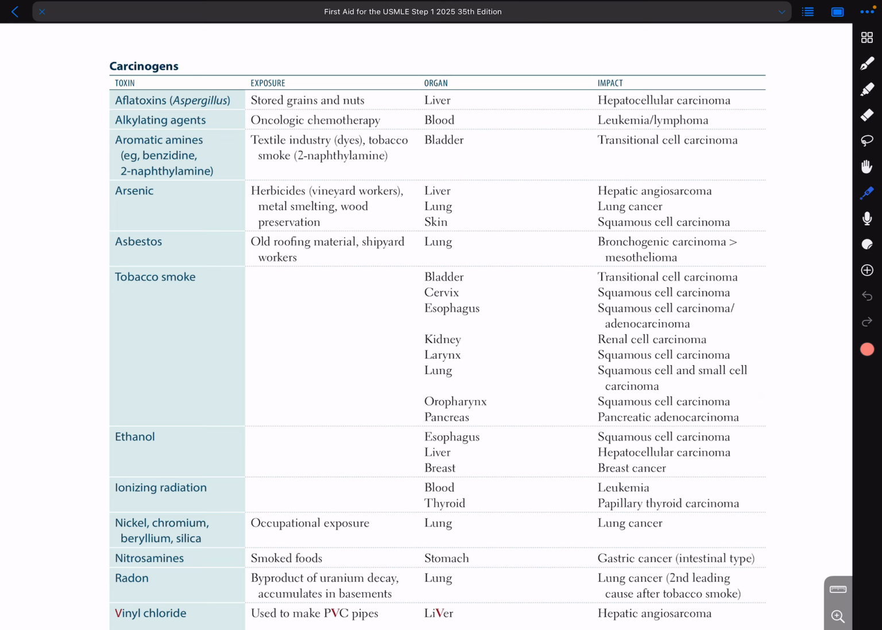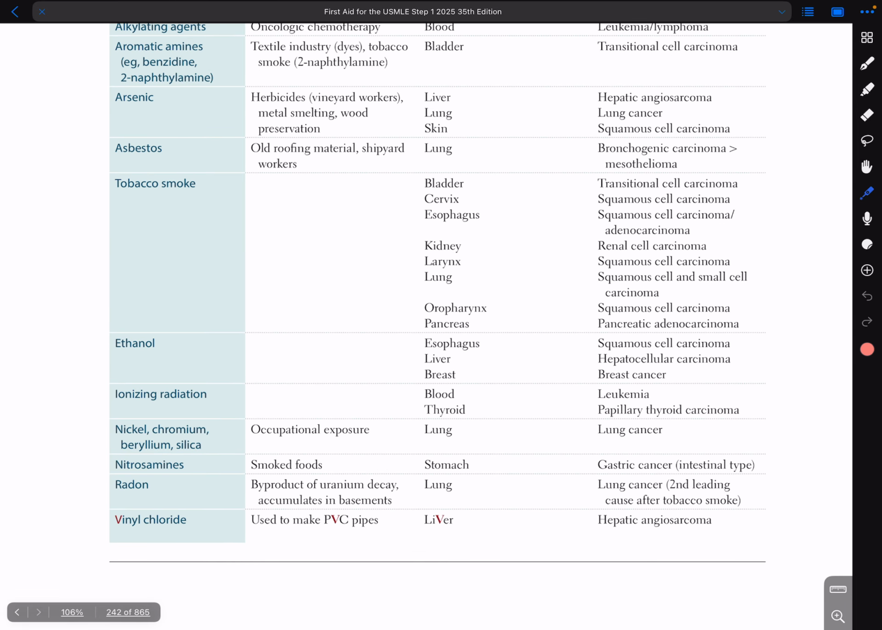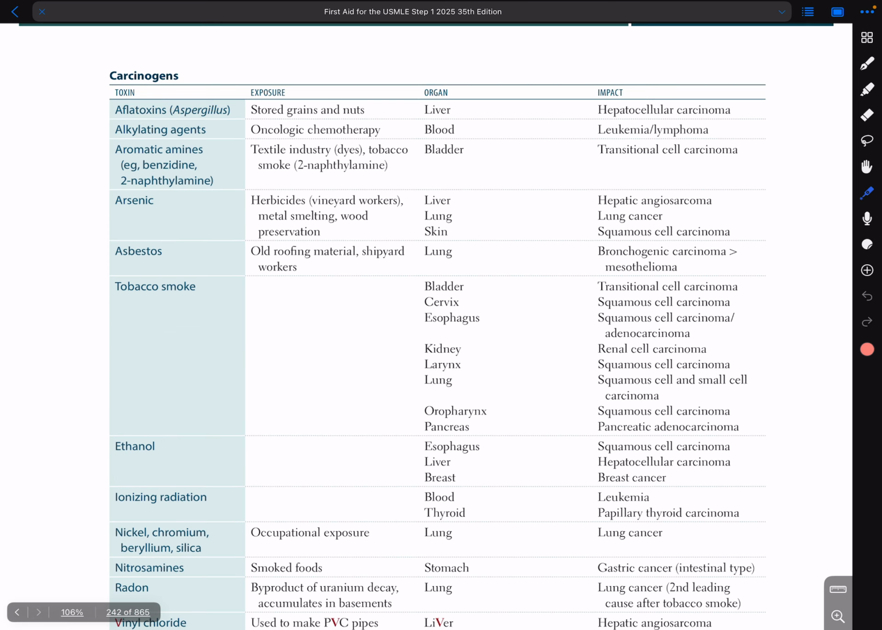What causes squamous cell carcinoma in the oropharynx? Also smoking. However, in the pancreas, you see pancreatic adenocarcinoma. Next carcinogen, ethanol. Ethanol affects the esophagus, liver, and breast: squamous cell carcinoma in the esophagus, hepatocellular carcinoma in the liver, and breast cancer.